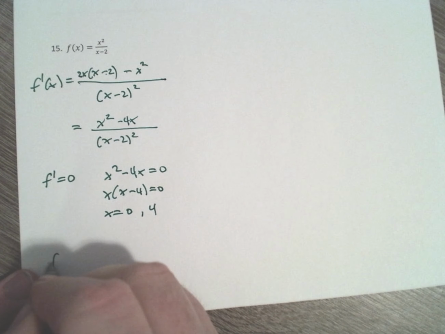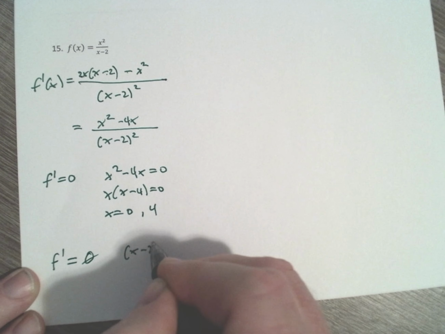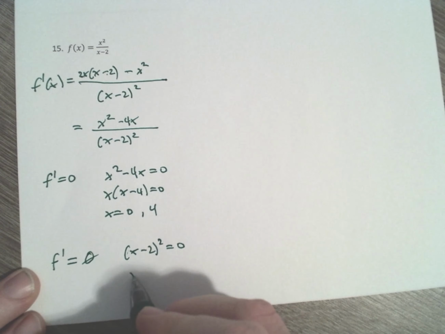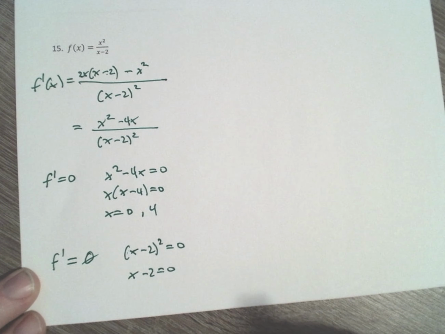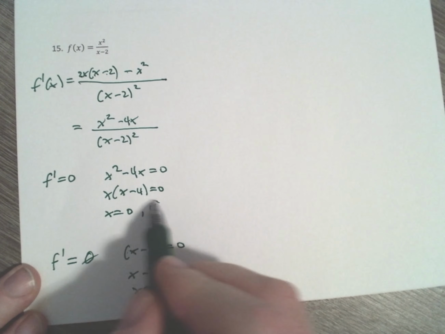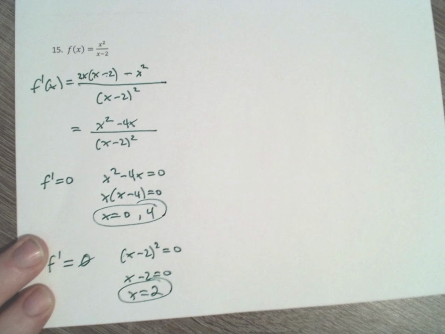Okay, f prime is going to be undefined when my denominator is 0. Square root both sides, and you get x minus 2 equals 0, and add 2, and you get x equals 2. So I have 3 critical numbers: 0, 2, and 4.